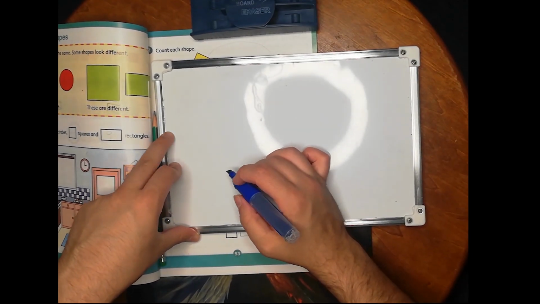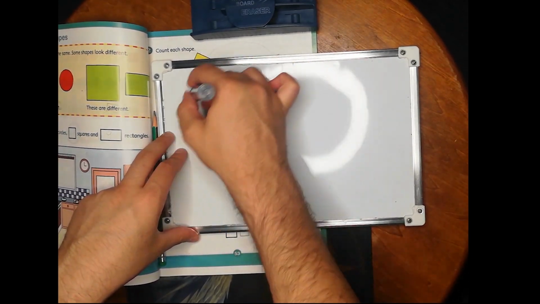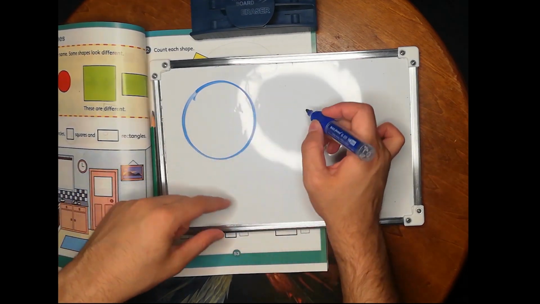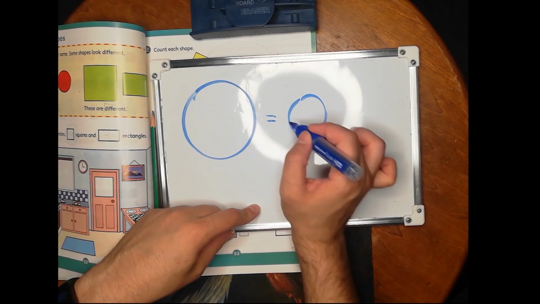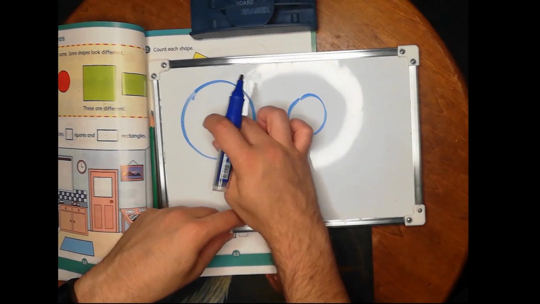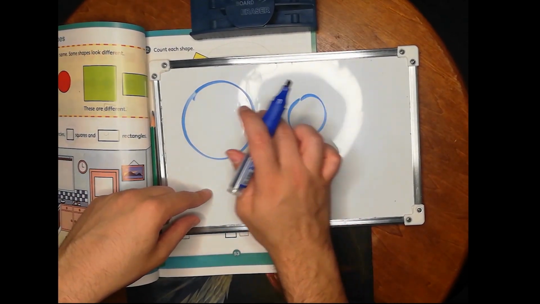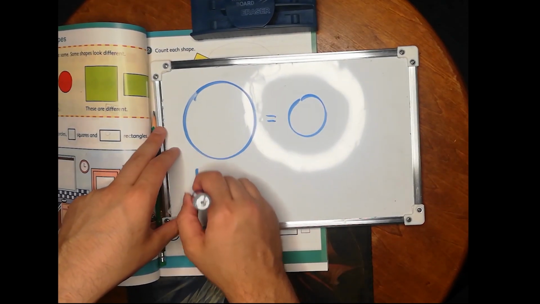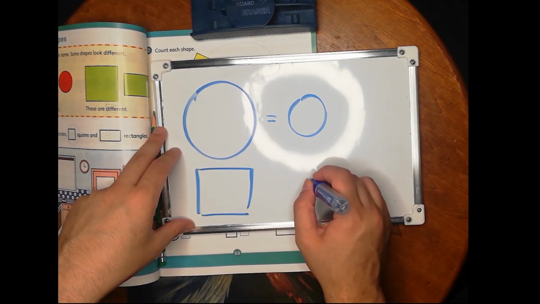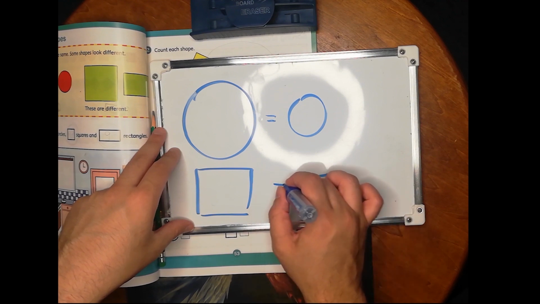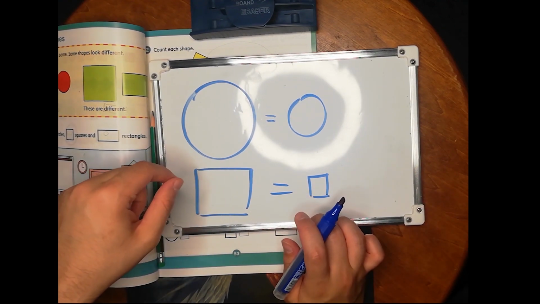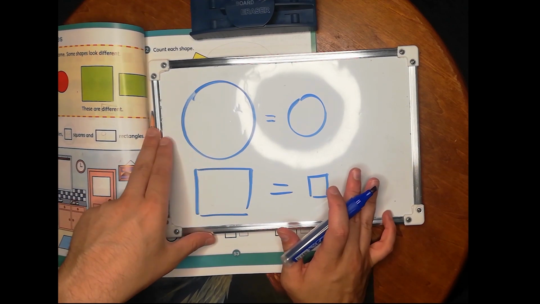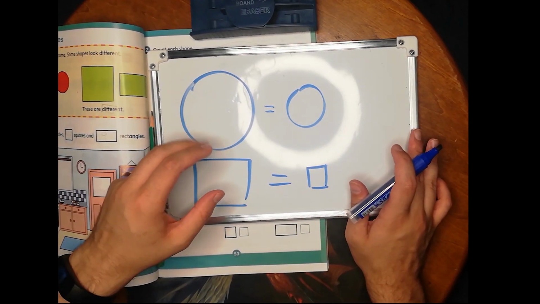Now, if we draw this here, this is a circle or a big circle, and this is a small circle, but they are both the same. They are both circles, so they are the same. We can match them. Here we have a square and a small square. They are the same, big square and small square. So it doesn't matter what size, they are the same.